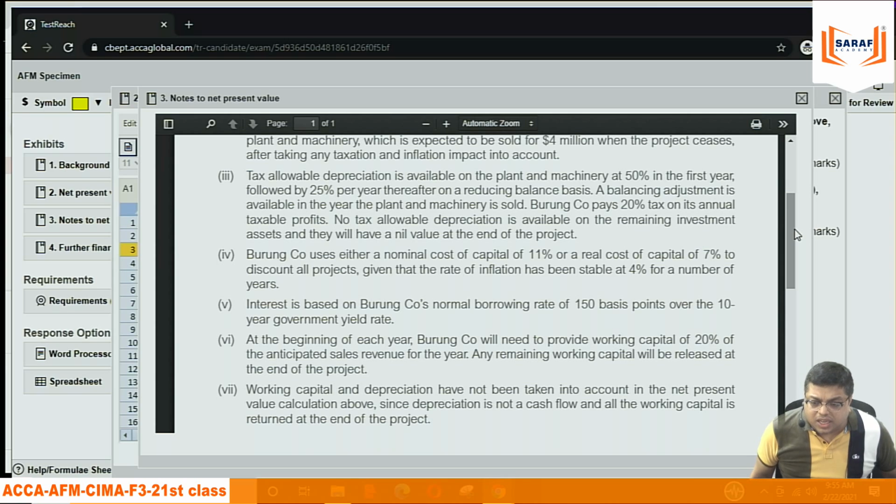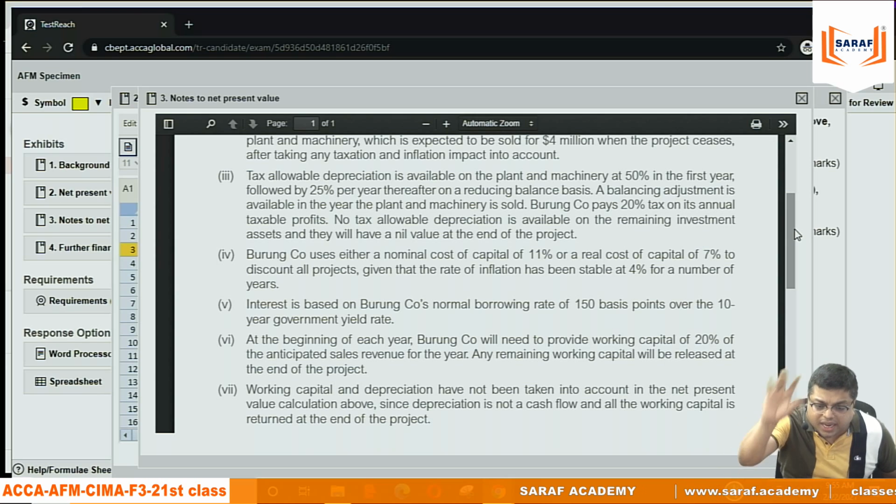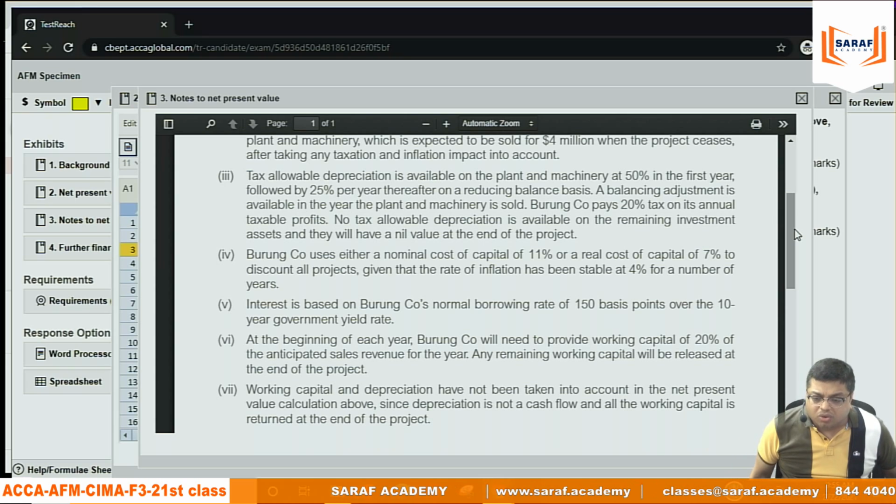At the beginning of each year, B company will need to provide working capital of 20% of the anticipated sale revenue for the year. Any remaining working capital will be released at the end of the project. So they have not taken working capital at all. We have to consider working capital investment separately. Working capital and depreciation have not been taken into account in the net present value calculation, since depreciation is not a cash flow and the working capital is returned at the end of the project. What kind of logic is this?